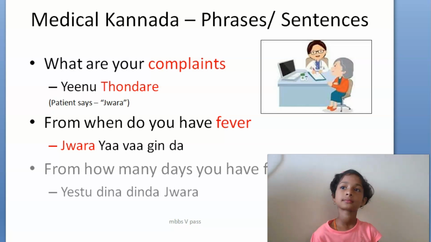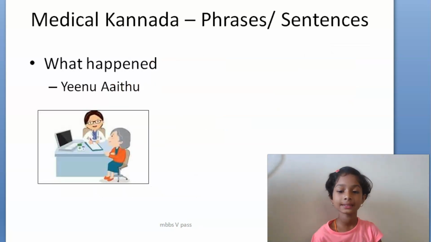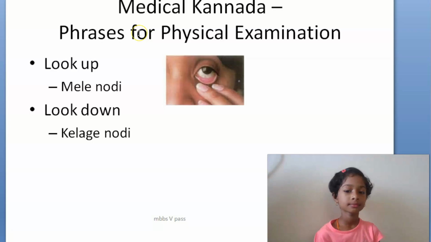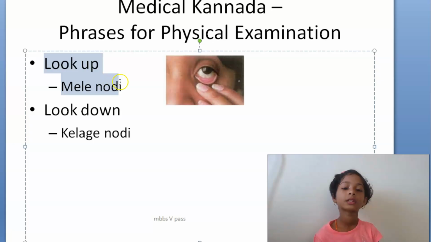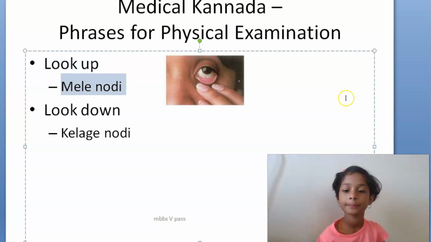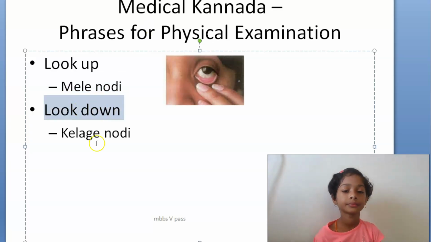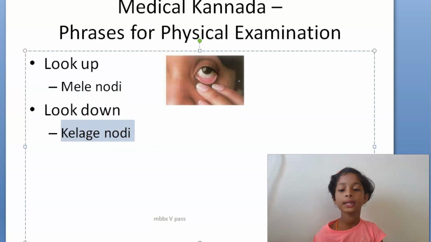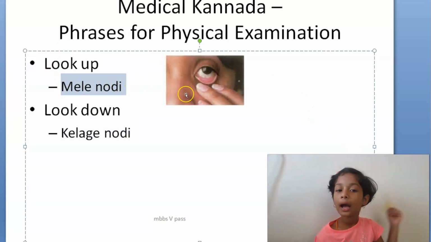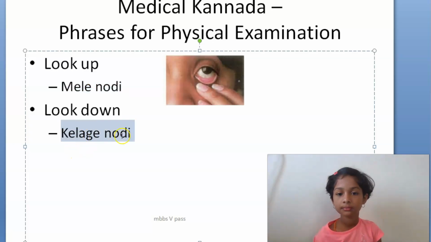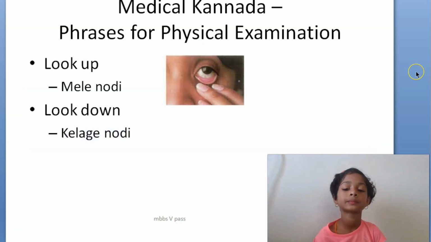Okay. So now you got to know that the patient has fever, correct? Now you want to do physical examination of the patient. How will you ask the patient to look up? Mele nodi. You want the patient to look down. Kelagade nodi. The patient will look up for you to check the pallor. When they look down, you can check the icterus. That's why mele nodi, kelagade nodi.